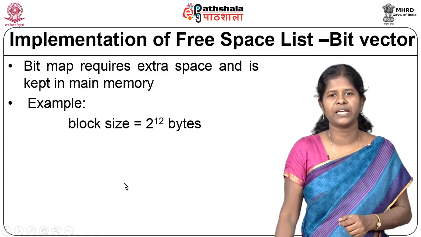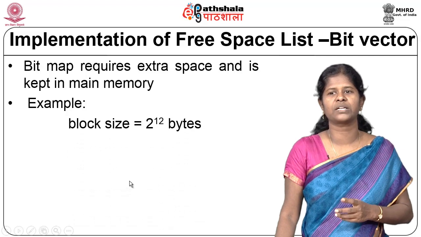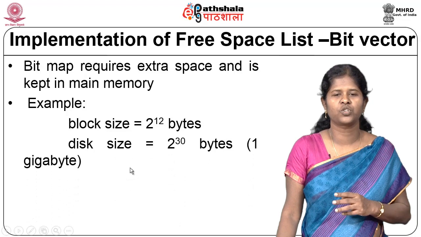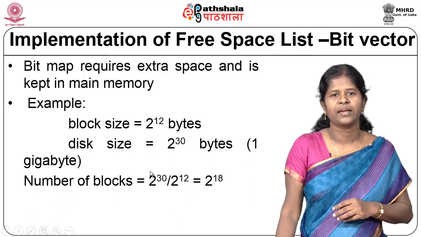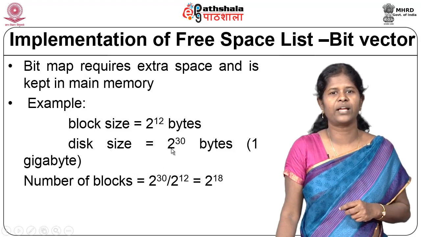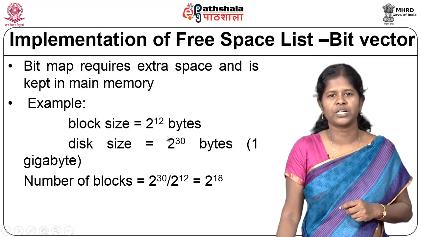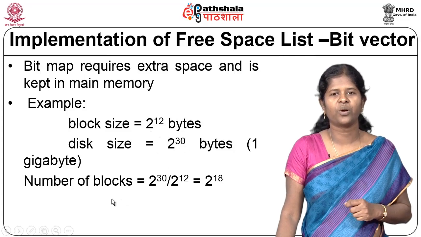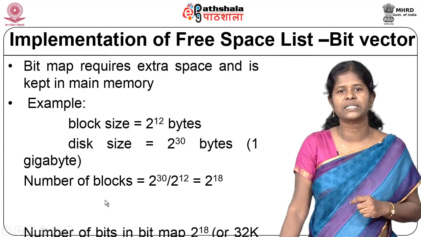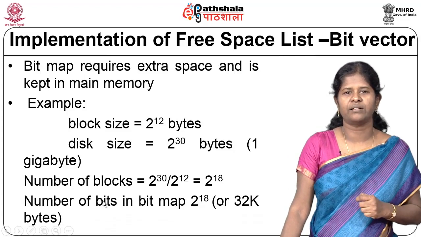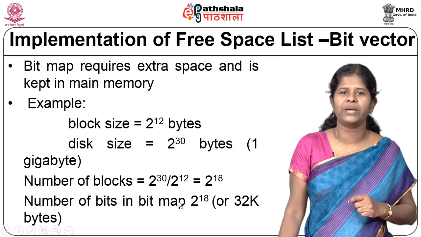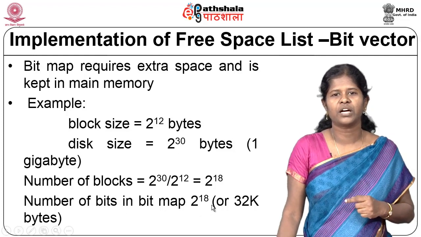Say for example the size of a block is 2^12 bytes, and the size of the disk is 2^30 bytes. Hence the number of blocks kept in the disk is 2^30 divided by 2^12, which is 2^18. So you have 2^18 disk blocks, which means you need 2^18 bits to represent each of these disk blocks. So the number of bits is 2^18, or 32K bytes.